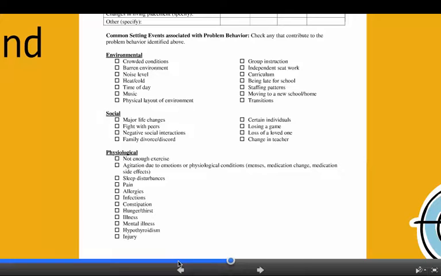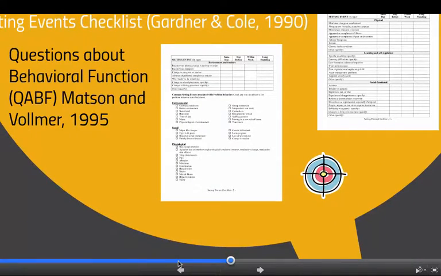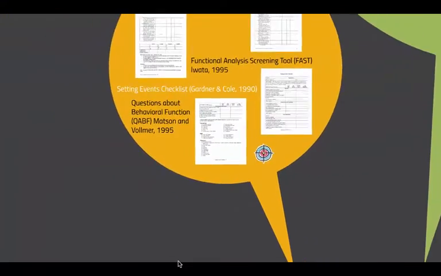All these things will play a role in terms of a person's behavioral presentation. So the value of this kind of checklist, the setting event checklist, is that it systematically, methodically requires you to think through all the factors and variables that may be at play and may be giving rise to problem behavior.